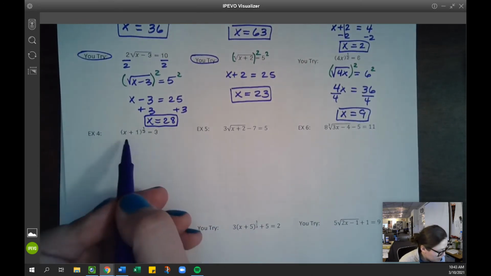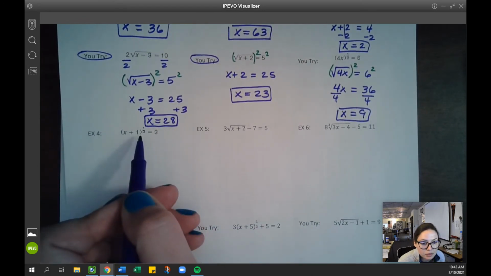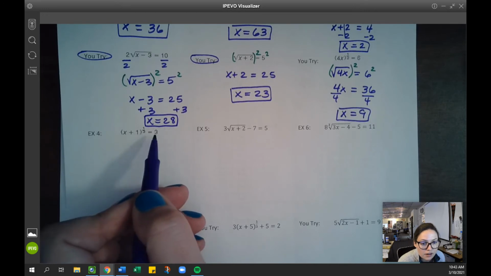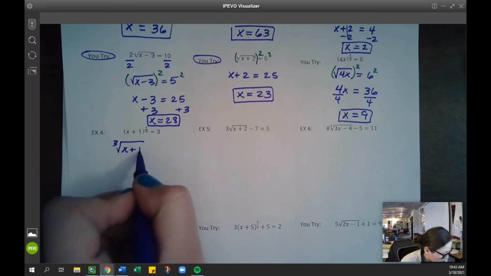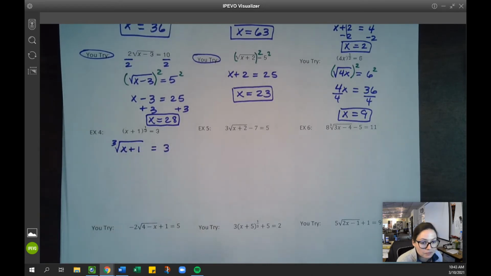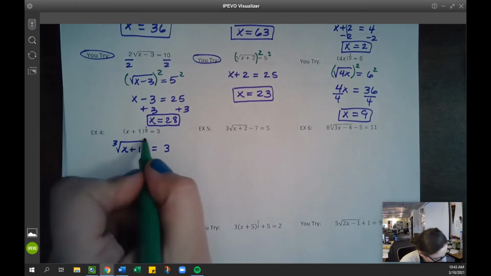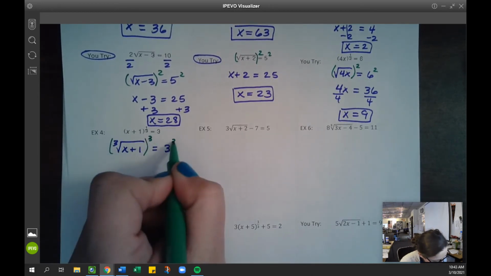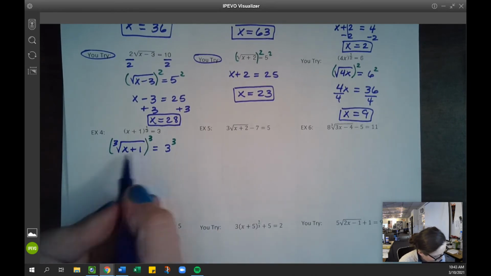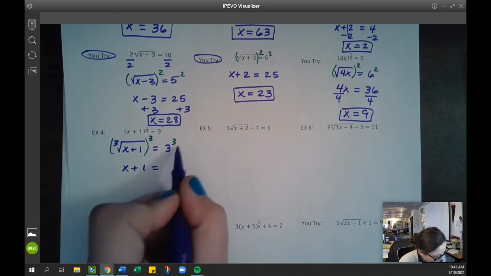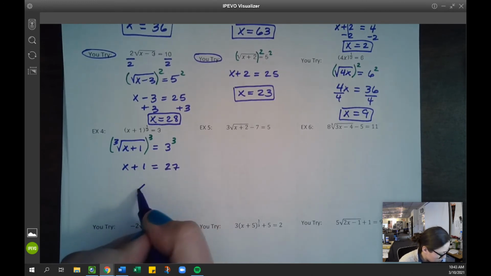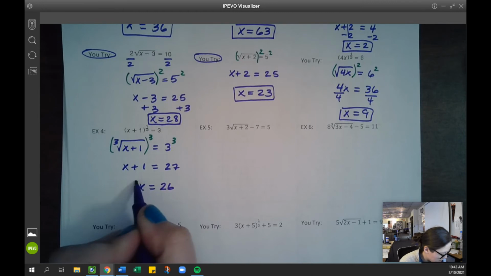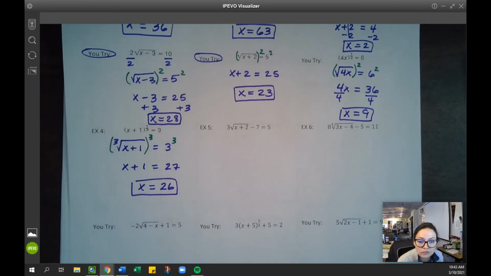So same kind of idea here with example 4. I have (x plus 1) to the 1/3 equals 3. That is the same thing as the cube root of x plus 1. Since it's the cube root, to undo it, I'm going to cube both sides. This just leaves me with x plus 1. 3 cubed is 3 times 3 times 3, which is 27. Subtract 1 from both sides, we get x equals 26.